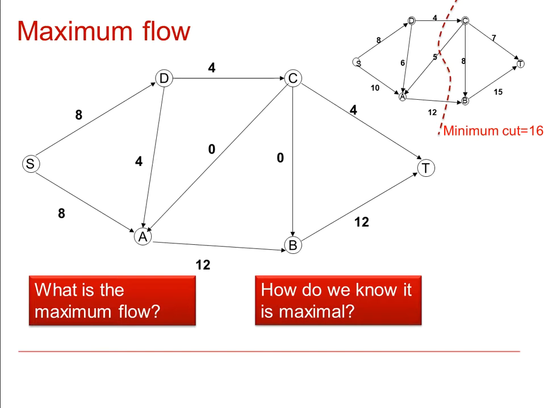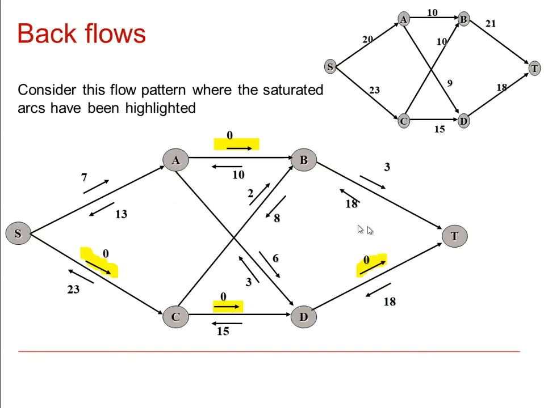Well, the flow augmenting paths that we've used there were quite straightforward to find. Sometimes, however, they can be a little bit trickier. Let's consider this pattern which has been produced for the network shown. This is a flow which has come from using flow augmenting paths, and we've reached a stage where I've shown some of the saturated arcs.